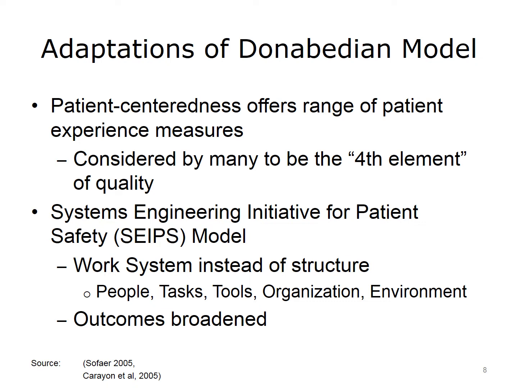Another modification of Donabedian's original formulation is known as the SEIPS Model. Carayon and her associates broadened the concept of structure to include what they call the work system as a key influencer on process and ultimately outcomes. The work system includes the people, the tasks they do, the tools, such as EHRs and others that they use, as well as the organizational structure and the internal and external environment.